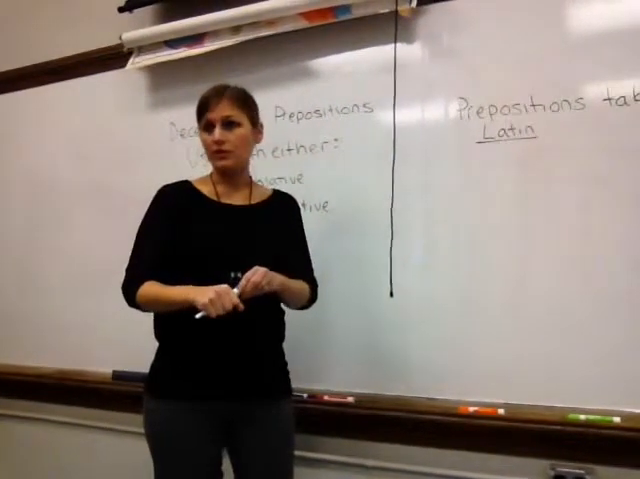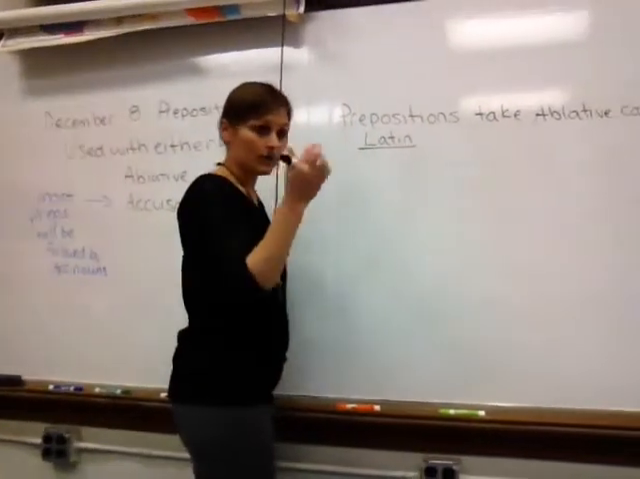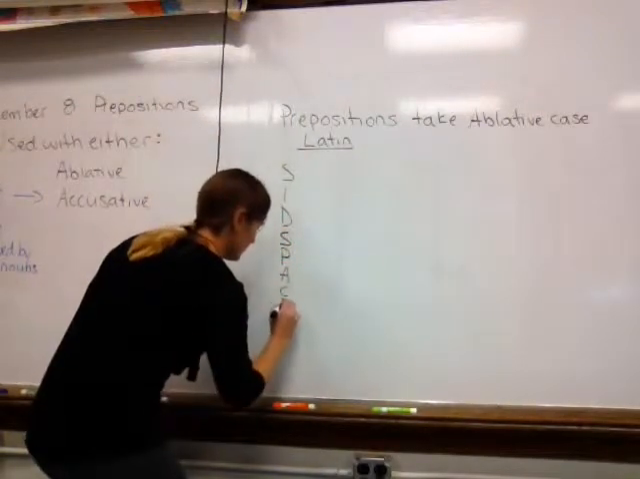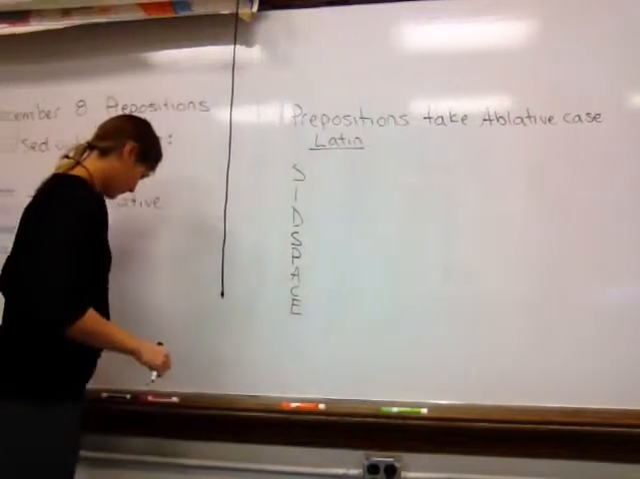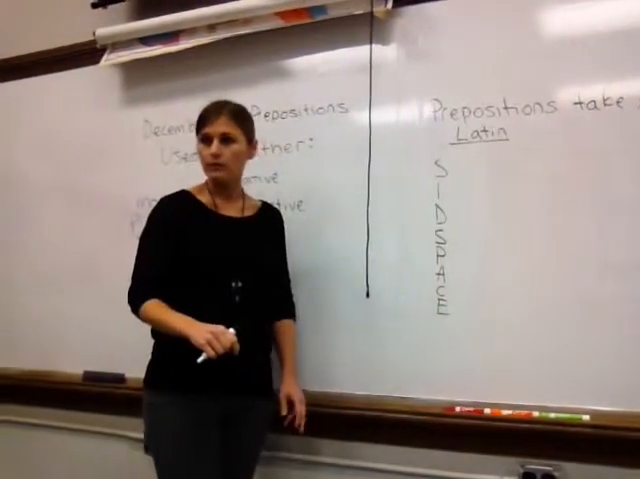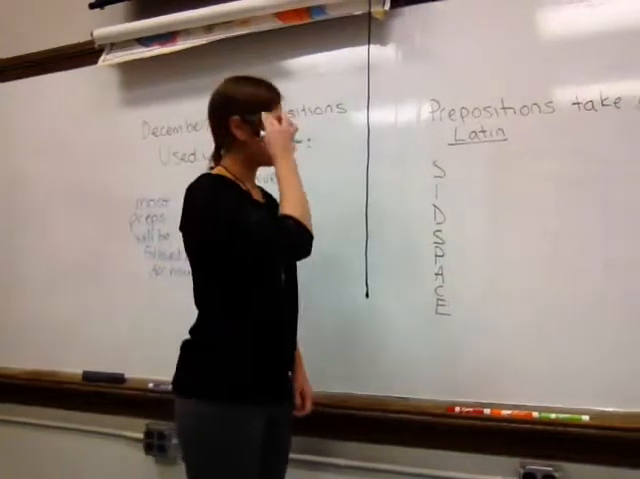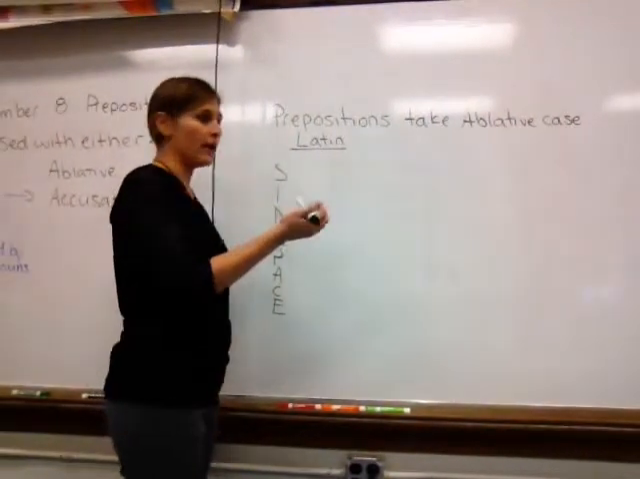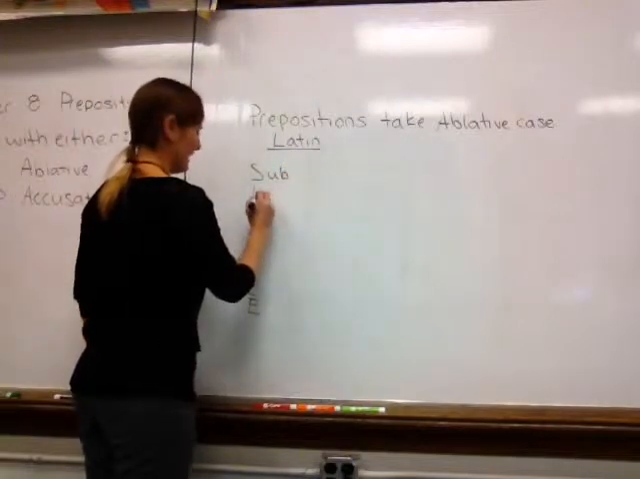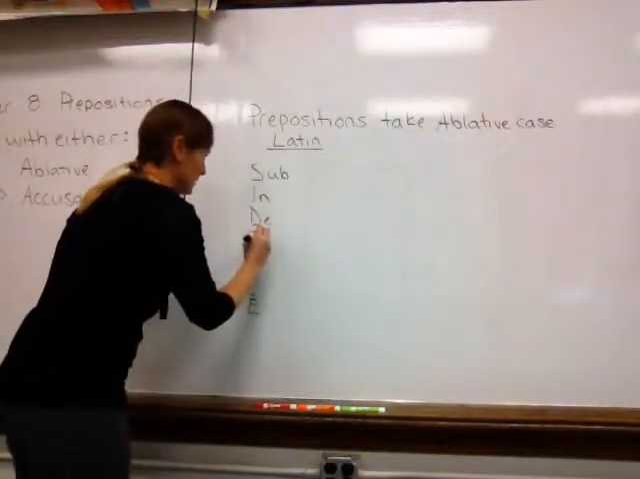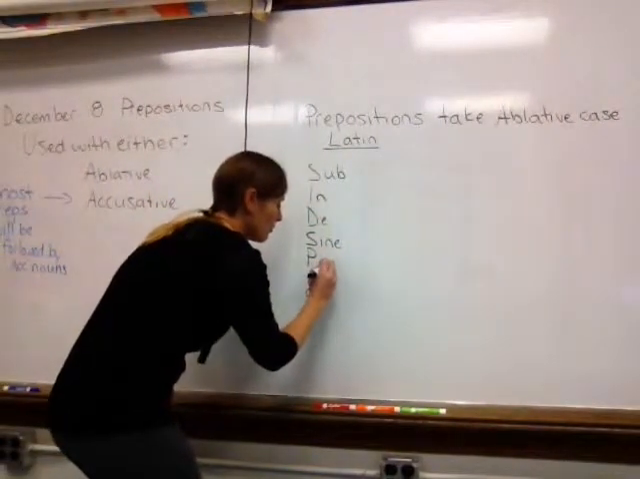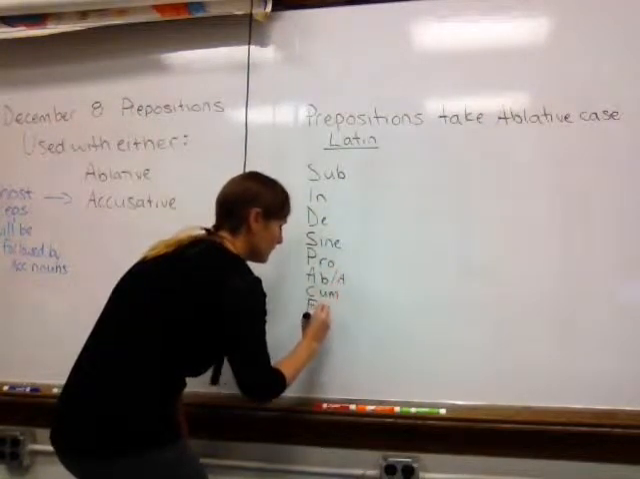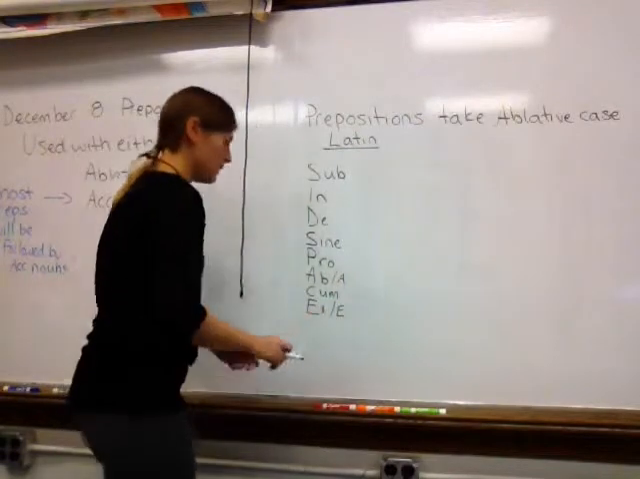And to remember these prepositions, there's a silly little mnemonic device that everyone here seems to remember somehow, somewhere. SID SPACE. So with SID SPACE, this is a series of Latin prepositions that will be followed by the ablative case. Sub, in, de, sine, pro, ab, or just regular a, cum, ex, or just a regular e.